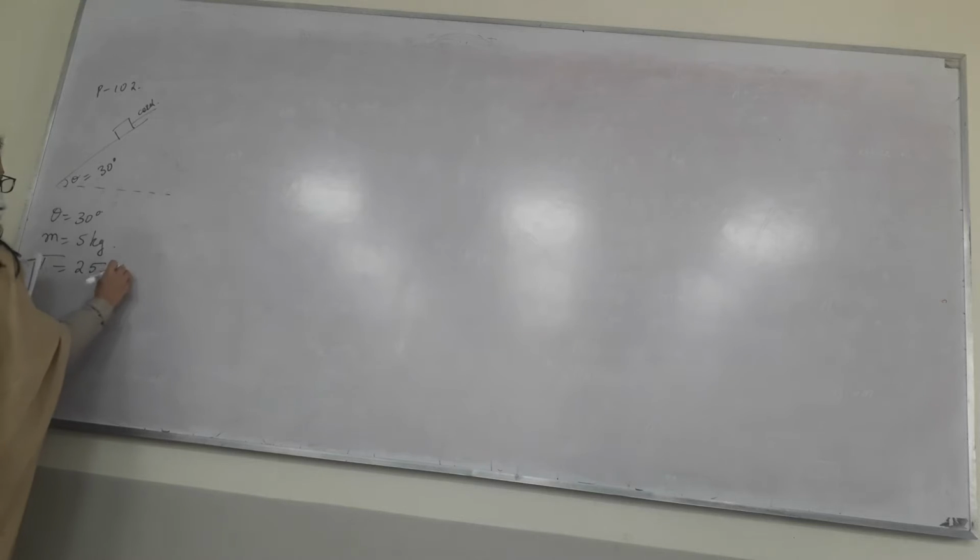we have a cord which is pulling on a box inclined at an angle of 30 degrees. So theta is given to be 30 degrees. And in this case, the box has a mass m equal to 5 kg. So we have theta equal to 30 degrees, the mass m equal to 5 kg. And we have the force from the cord with magnitude T equal to 25 newtons. Whenever you're pulling a string, there's a force and this force is called tension. So this is equal to 25 newtons.